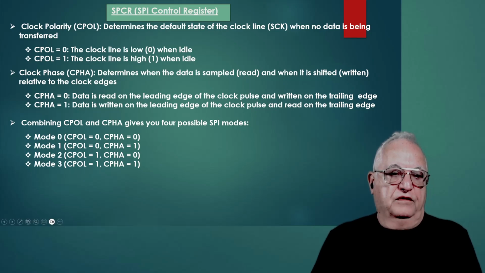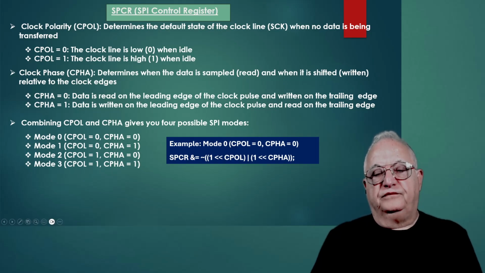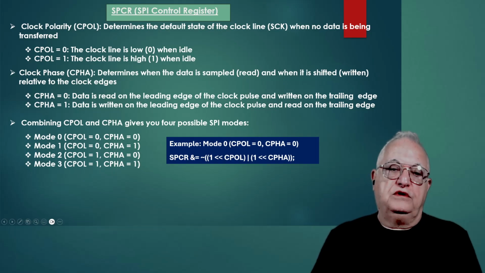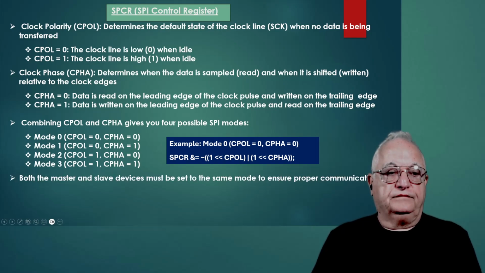So these are the four modes. So when you see your slave says, hey, you need to set up to mode 2, then you know what the values are for your polarity and your phase. Let's go through an example. If the slave says, hey, you need to be in mode 0, then you know you have to set your CPOL equal to 0 and your CPHA equal to 0, which means that you have to set up the CPOL and the CPHA to 0 in your SPCR register.